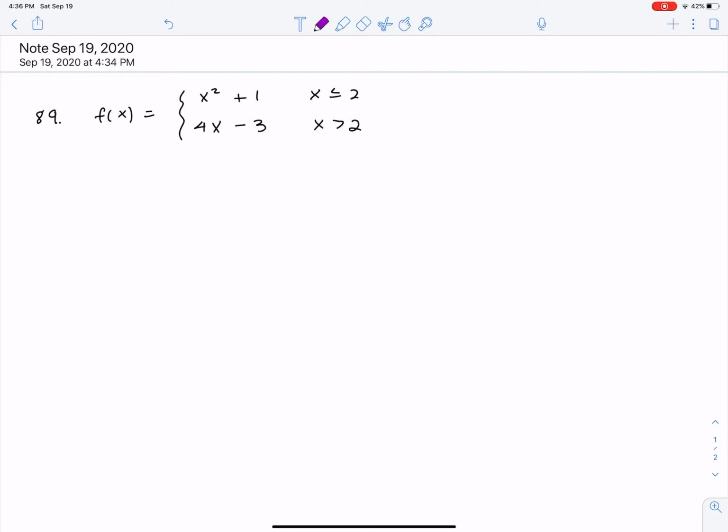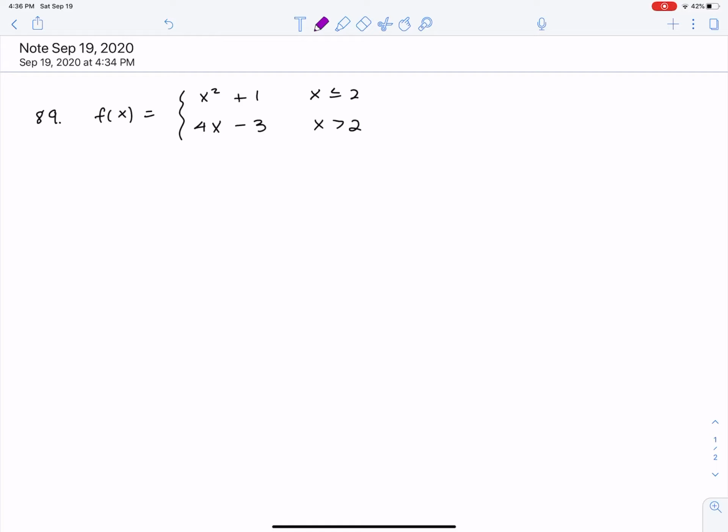Okay, we're going to look at number 89 that was asked about in class. This question was to determine whether this function right here was differentiable at 2. So we want to check whether it's differentiable at 2.